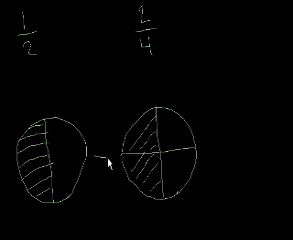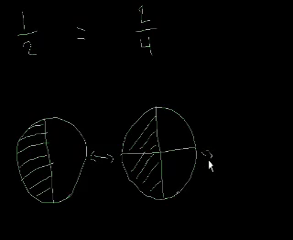Well, if we look at these two pictures, we can see that I've eaten the same amount of the pie. So these fractions are the same thing. If someone told you that they ate 1/2 of a pie, or if they told you that they ate 2/4 of a pie, it turns out that they ate the same amount of pie. So that's why we're saying those two fractions are equivalent.